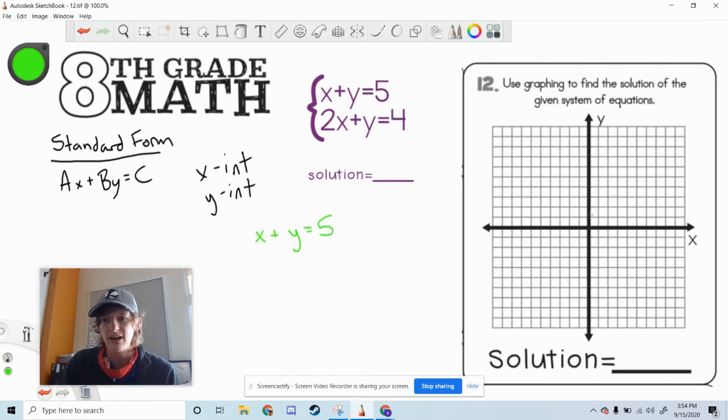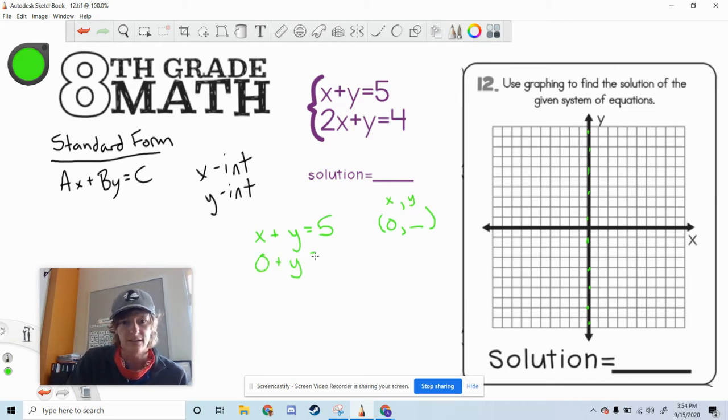Now, if I'm talking about a y-intercept, any of these points on the y-axis have the point 0, comma, something. The x value of any of these points on this line that I'm marking is always 0. It's not to the left, not negative, not to the right, not positive. It's always 0. So if I plug 0 into this equation where x is, because this is our x and this is our y, 0 plus y equals 5. Well, 0 plus y doesn't really mean anything. y equals 5.